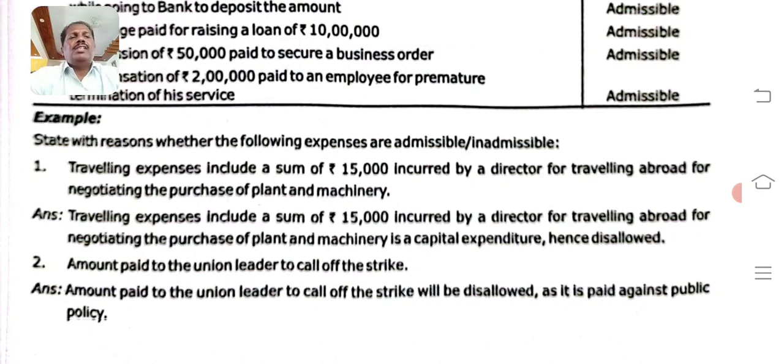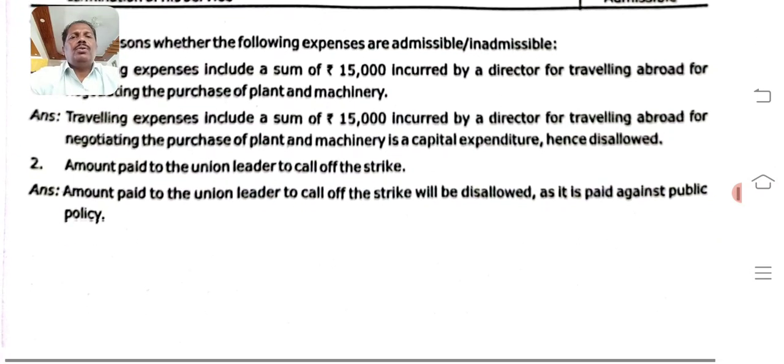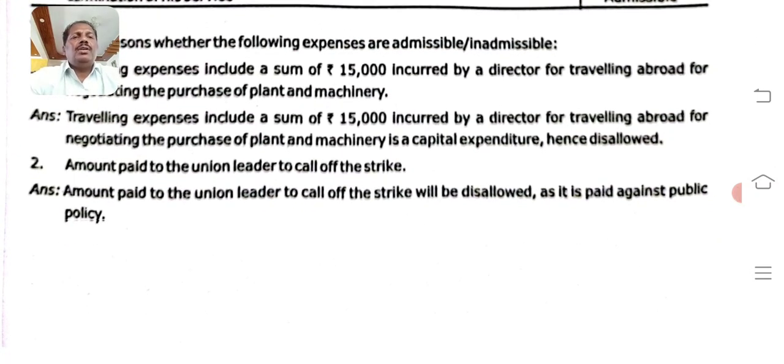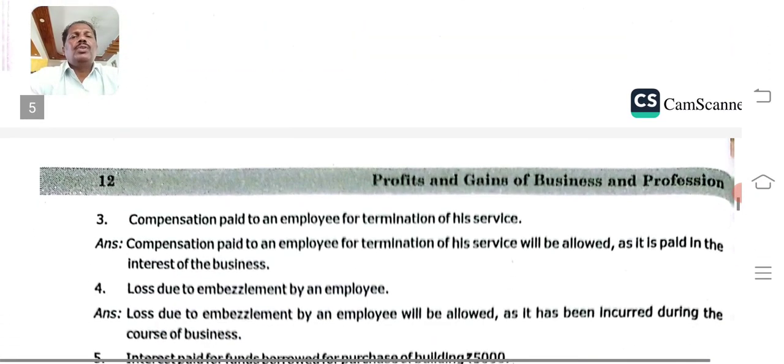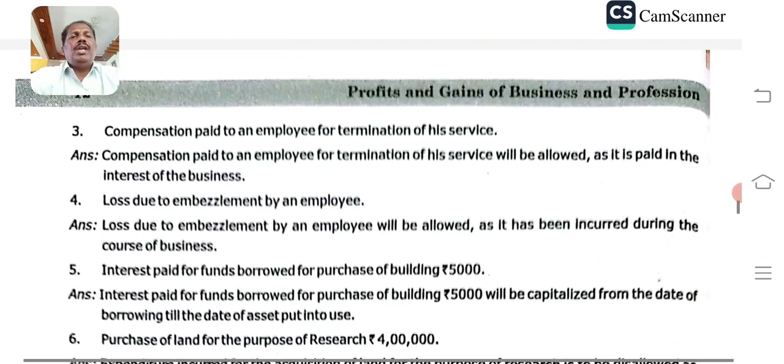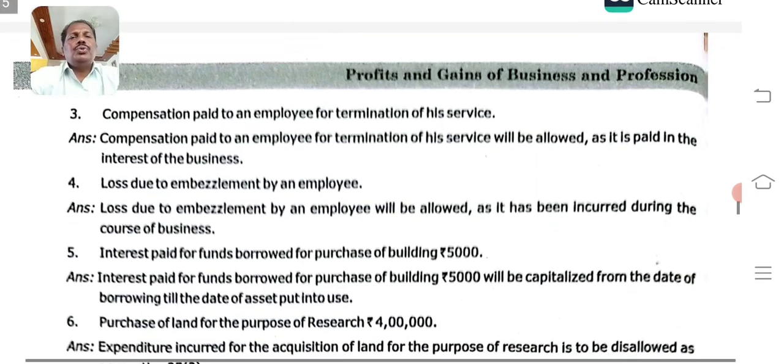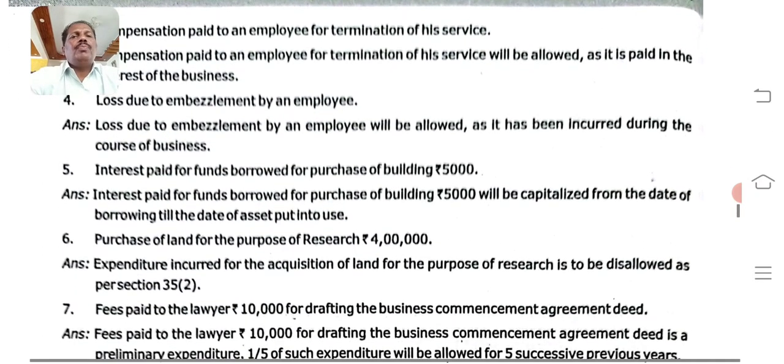100% it is a capital expenditure, hence disallowed. Amount paid to union leader to call off the strike, it is also disallowed. Even compensation paid to an employee for termination of service, it is allowed. Loss due to embezzlement, it is allowed, admissible.